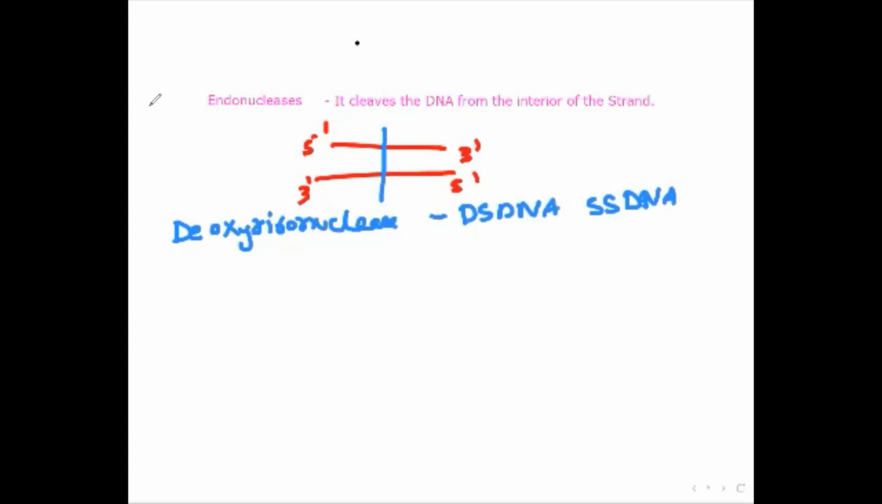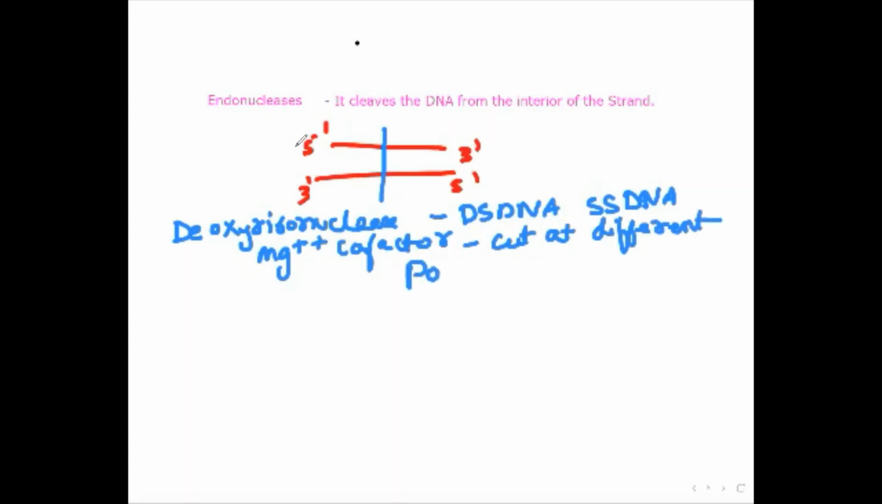So it cleaves both at different positions. And remember, this has magnesium as the cofactor. The magnesium is a cofactor for this. So when it has magnesium as cofactor, it cuts at different positions.